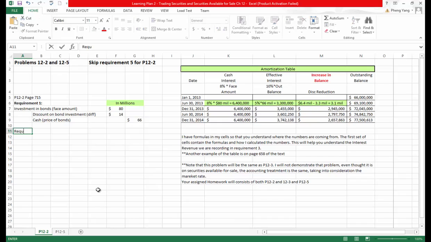Requirement 2. All right, in requirement 2, we're going to prepare the journal entry by Fuzzy Monkey to record interest on June 30th, 2013 at the effective rate. Okay, so this is the time where interest is going to be paid to the bondholder. And so we're going to debit cash, which is going to be 4% of the 80 million.